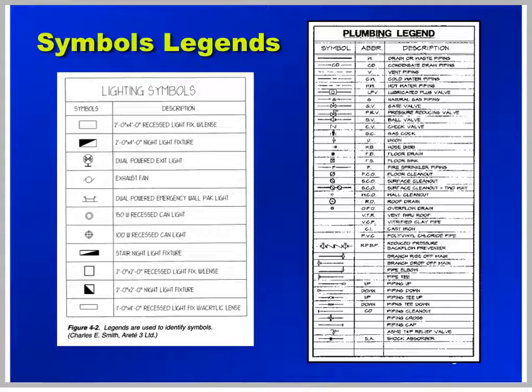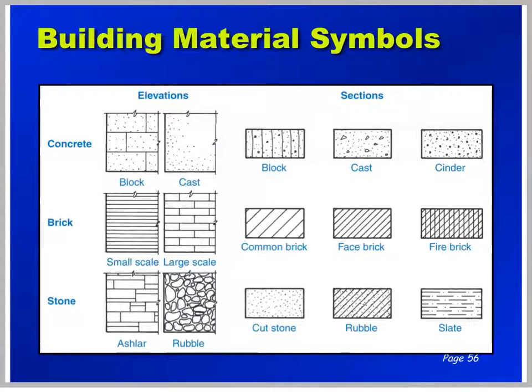All trades will use symbols and legends to facilitate graphic information on the drawings, like these lighting symbols that the electrician might use, or the plumbing legend that a plumber might use. Other types of symbols on drawings showing specific kinds of materials are called poche. Again, each architect or engineer might vary somewhat from this information. This is also in your student handbook. The poche may vary whether you're looking at elevation or section. Becoming familiar with these and what the variances might be from drawing type to drawing type will be very important to help that mind's eye view when you're viewing the drawings.